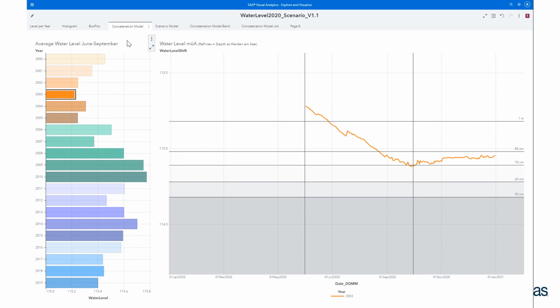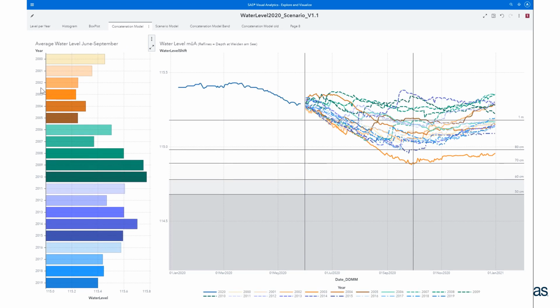This means what we see here, even if it is just a very simple concatenation model, gives us some indication of what would happen starting from this year and continuing like other years that you can select here on the left.